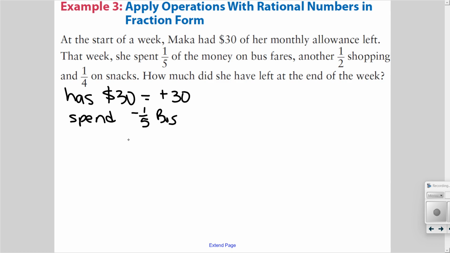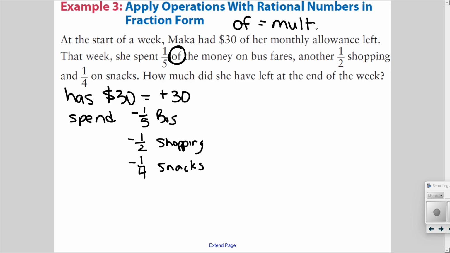She's spending half of her money on shopping. She's spending a quarter of her money on snacks. Okay, so what we want to figure out is what are each of these amounts? So in math, the word of, if she's spending 1/5 of her money, that means multiply. So of is the same as multiply. Okay, so -1/5 of 30.